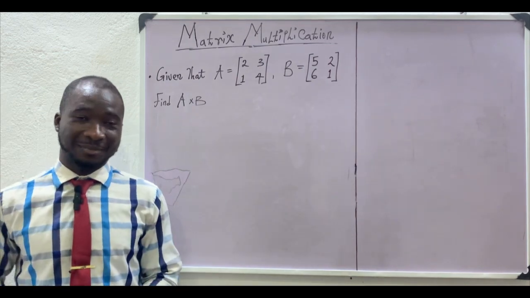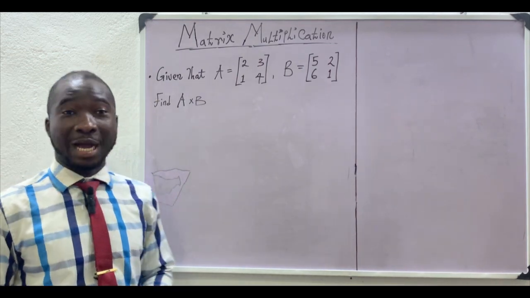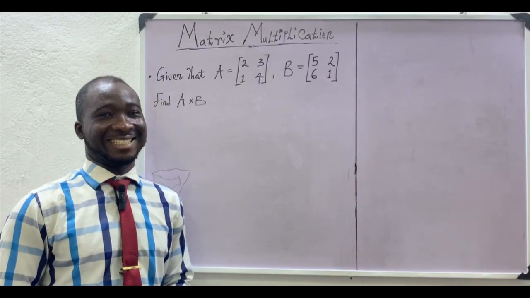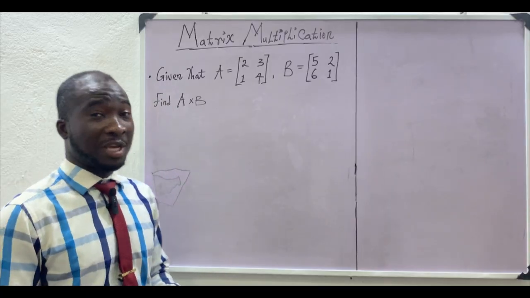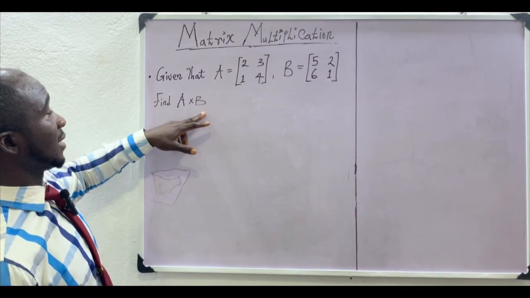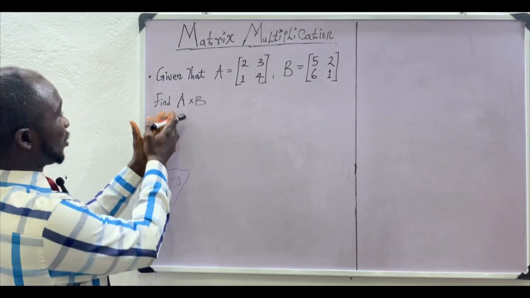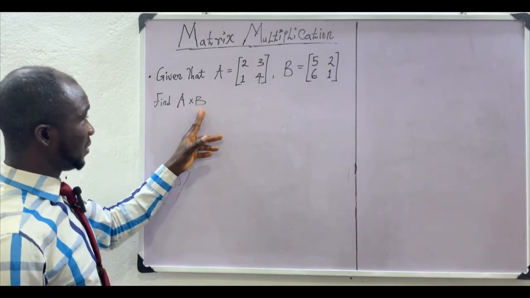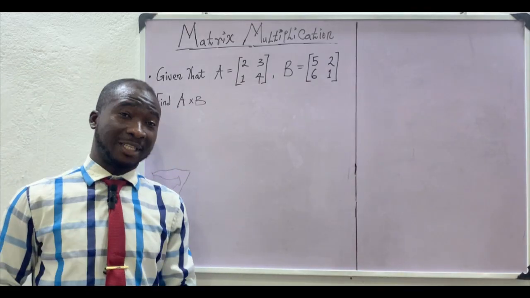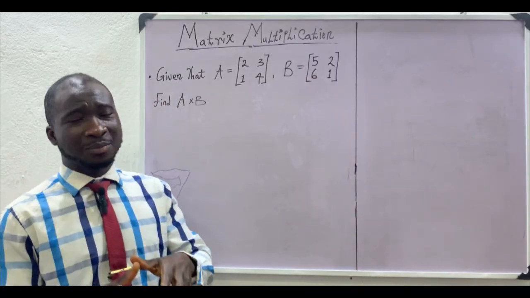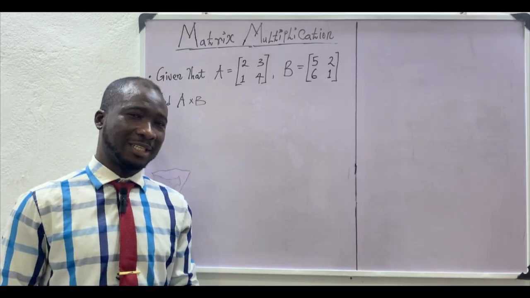Hi friends, in this video I will be showing you how to obtain the product of two matrices. So if matrices are labeled A and B and we are to obtain the product in this order, that is A multiplied by B, how are we going to do it? First of all, you need to note that matrix multiplication is not commutative.